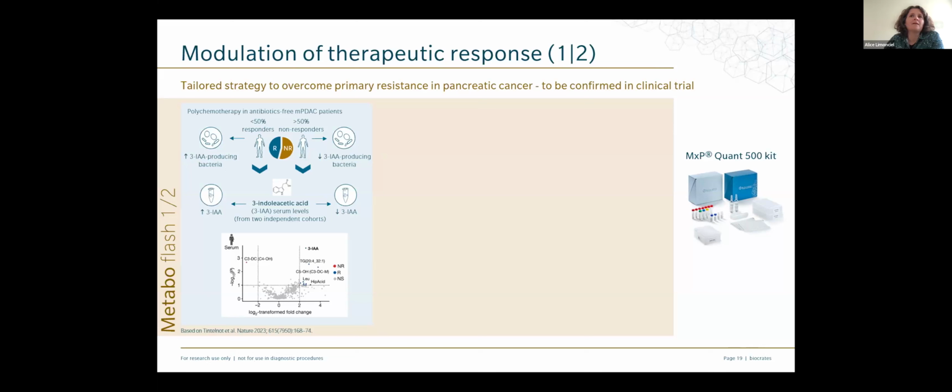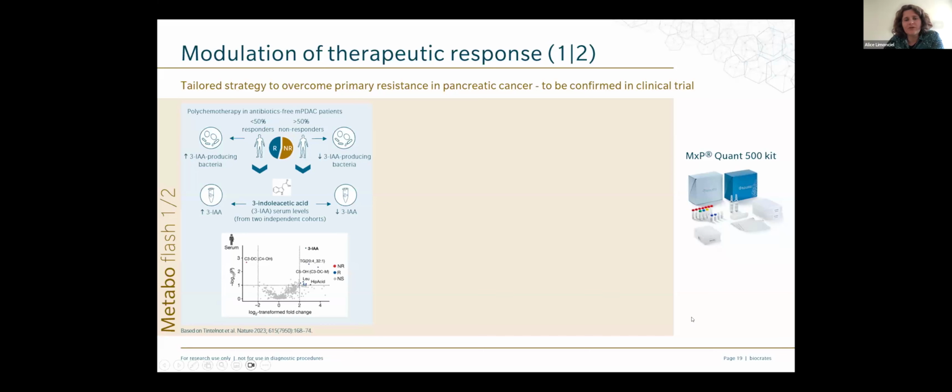So in this study, by German researchers, the question was, can we improve the responsiveness of pancreatic cancer patients to treatment? So they had a small cohort of a few dozen participants, and less than half of them responded to the polychemotherapy treatment that was given to them. And when screening the blood of those patients with the Quant 500 kit, what these researchers discovered is that 3-IAA, so indole acetic acid, was higher in the responders than in the non-responders before treatment.